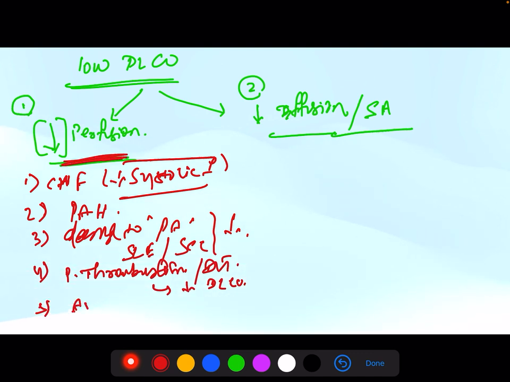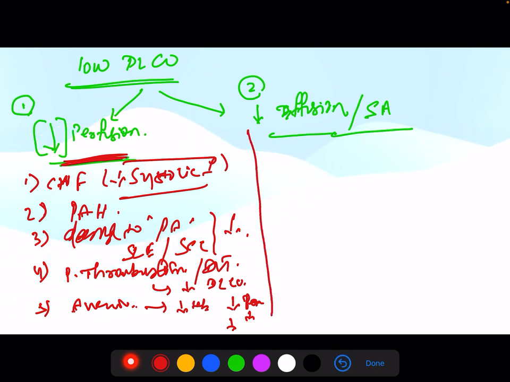And the fifth one is anemia. So there is low hemoglobin, so low transfer, so decrease in DLCO. Clear? Now factors related to diffusion abnormality or decrease in surface area. First is, we can say, intrinsic restrictive lung diseases.